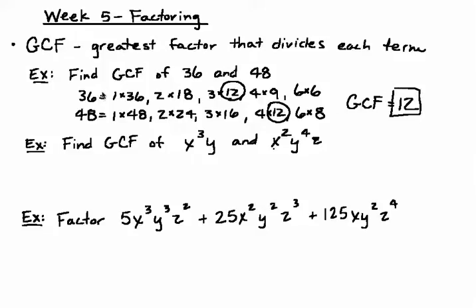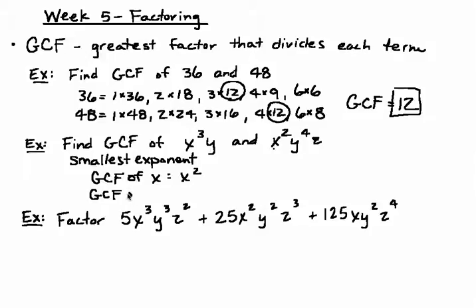When you have variables thrown in there, the GCF is simply the smallest exponent. So the GCF of x cubed and x squared is the smallest exponent, x squared. And the GCF of y and y to the fourth would be y. And whenever there's a y, it's assumed to be y to the first power.